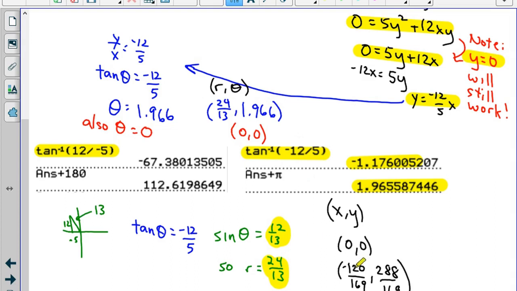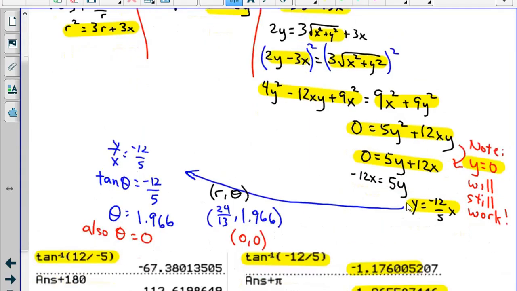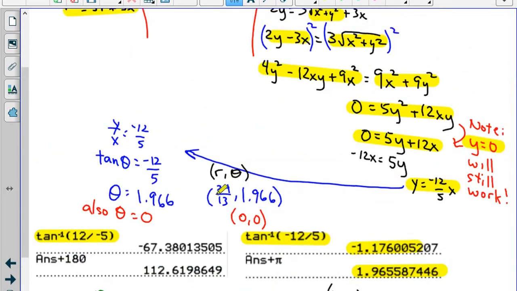If I wanted to get that in rectangular form, I get negative 120 over 169 and 288 over 169. I basically just get that by substituting for x and y in these problems up here. So my rectangular coordinates are 0, 0, and negative 120 over 169, 288 over 169. And then my r, theta is 24/13, 1.966, and at 0, 0.